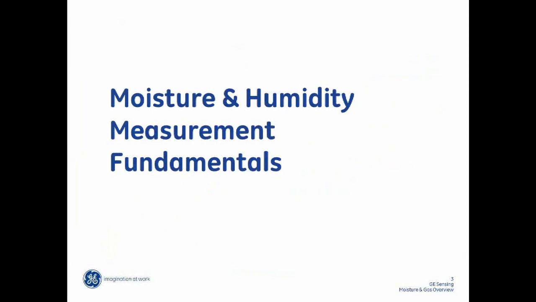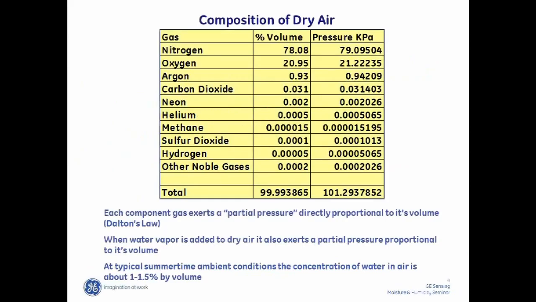In looking at measurement fundamentals, the first thing we have to look at is gas, because moisture or humidity is a gas. You're probably sitting in a room with somewhere in the neighborhood of 1 to 1.5% water by volume. Now that percent by volume is not to be confused with the relative humidity. That's just the volume of water compared to the rest of the gases. And here we see the composition of dry air, and of course dry air is mainly nitrogen. It's about 78% nitrogen, and the next most abundant gas is oxygen, which is 21%.